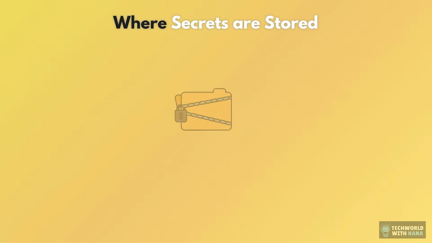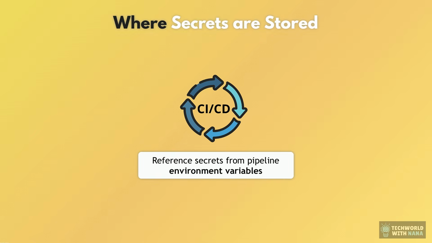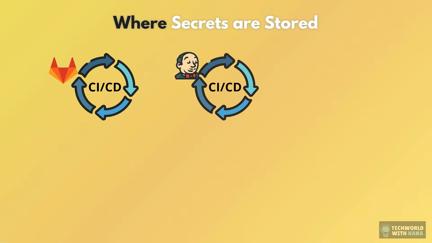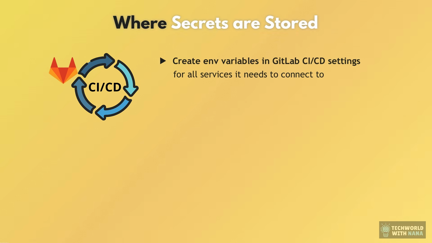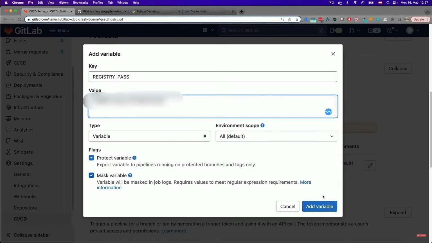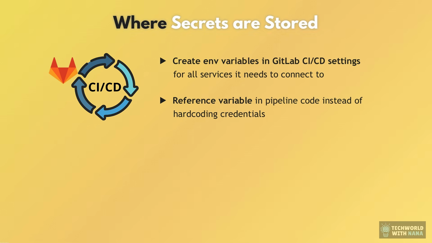Or we may even have secrets stored more securely, like in CI/CD pipelines environment variables. So our GitLab CI pipeline or Jenkins pipeline will have a list of all services like Docker registry, AWS credentials, Kubernetes cluster credentials, SSH keys, etc. for all the services it needs to connect to during the pipeline execution.